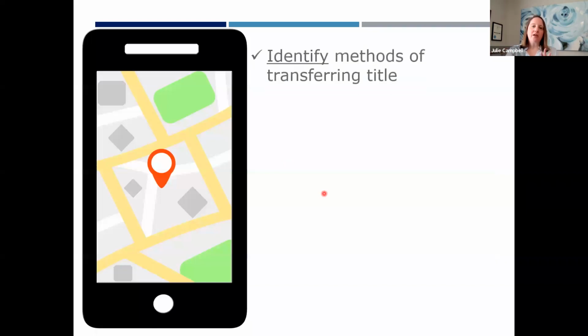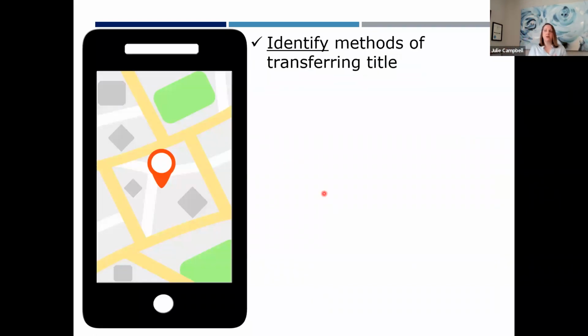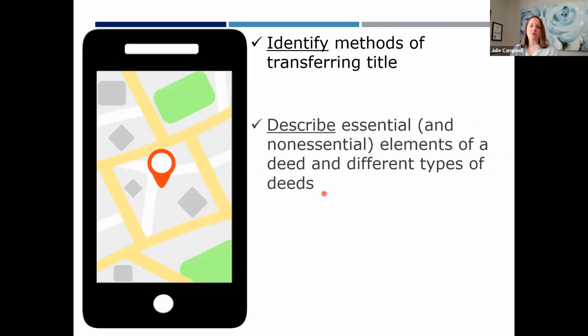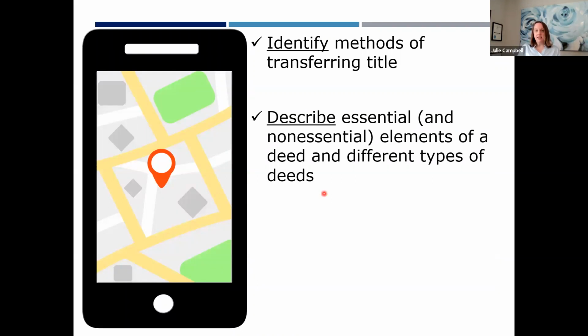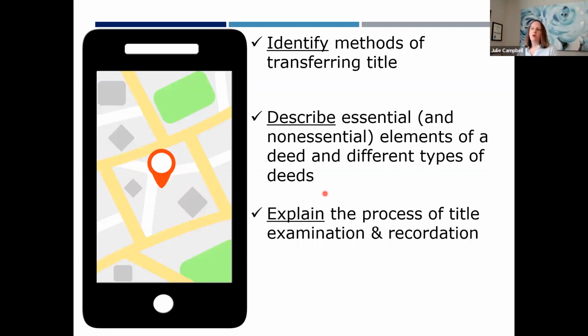So in Unit 5, we're going to talk about the different methods that we can use to transfer title. We're going to define title as well. So we're going to identify the different methods. We're going to talk about the deed and the different types of deeds. There are some required elements, some essential elements for a valid deed. So we'll have a conversation about that. We'll talk about the different types of deeds that we have available. We're going to talk more about the attorney's responsibility in this process, them doing the title examination, recordation of various documents.